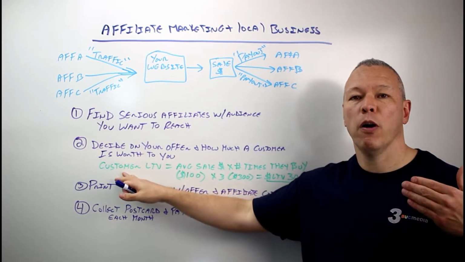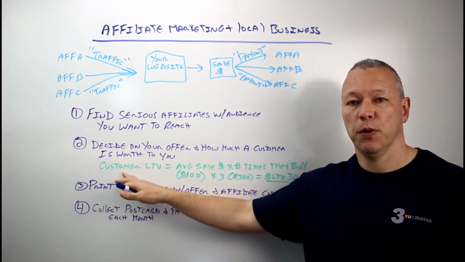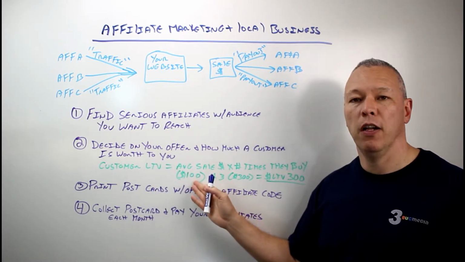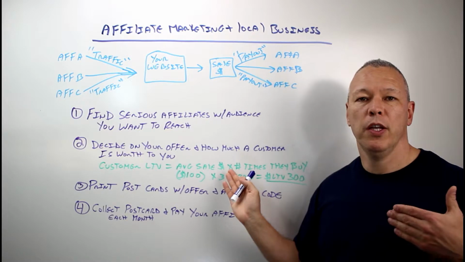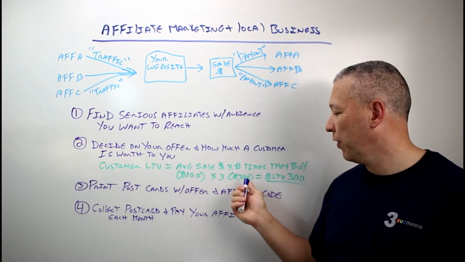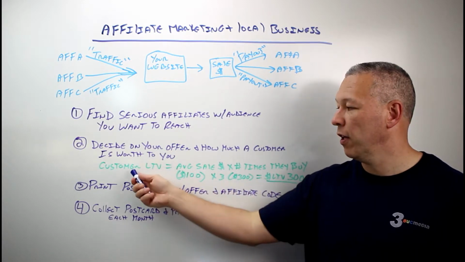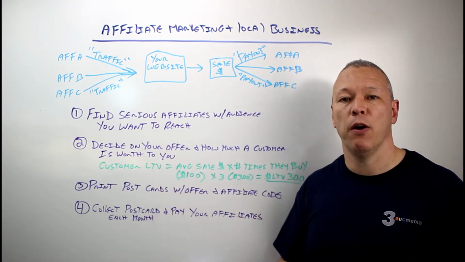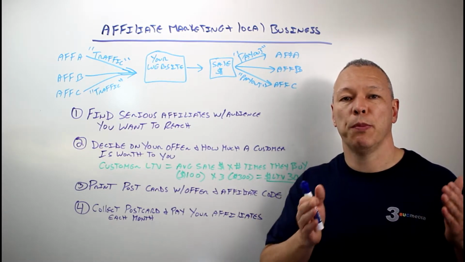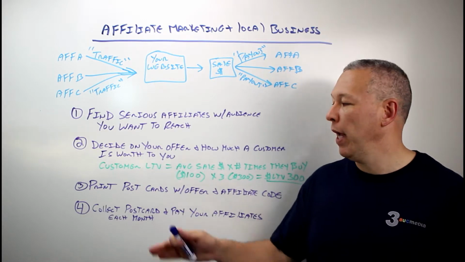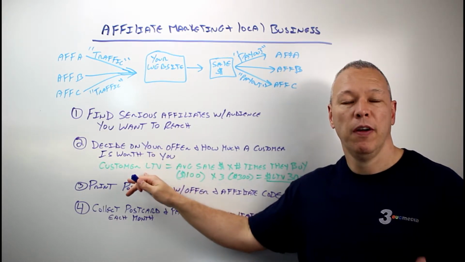And you also want to figure out what the lifetime value of your customer is. Okay, so say your average sale is $100. But over the course of your relationship with a customer, they tend to buy 3 times. So that's $300. The lifetime value of a customer for you is $300. So take that into account when you're figuring out how much you're going to pay an affiliate, because you're not paying them on that one sale. You're paying them on the lifetime value of that customer.